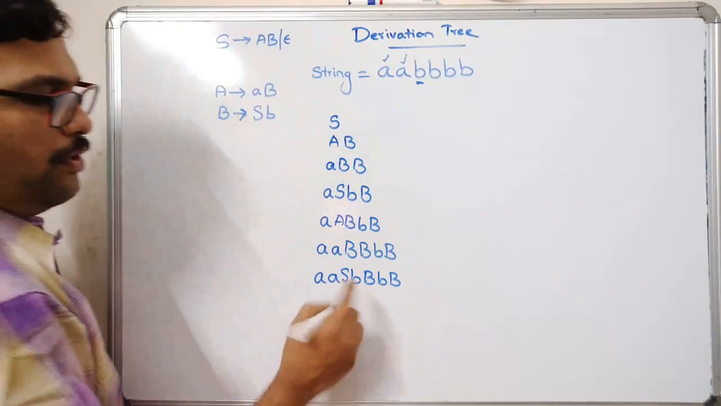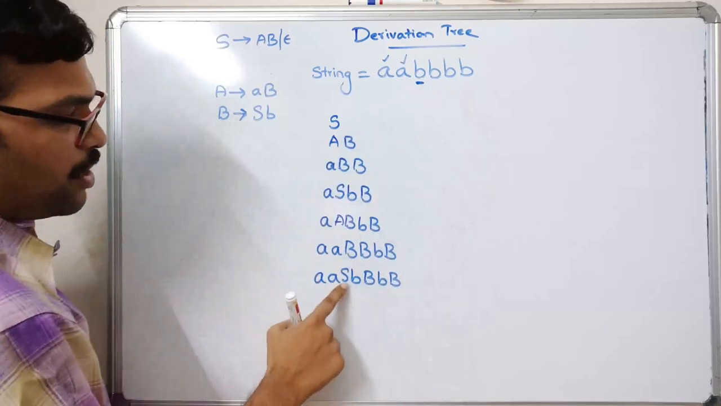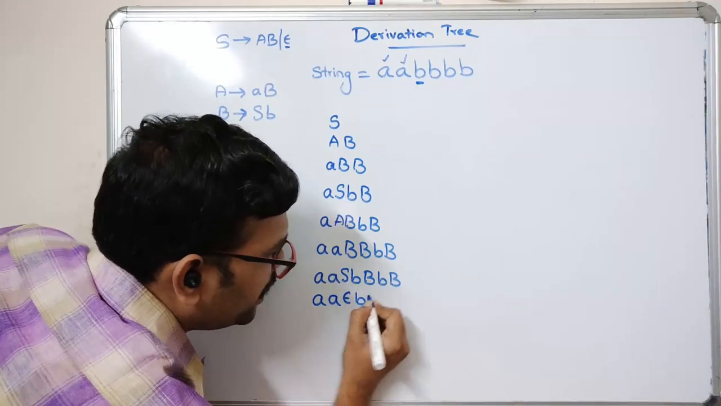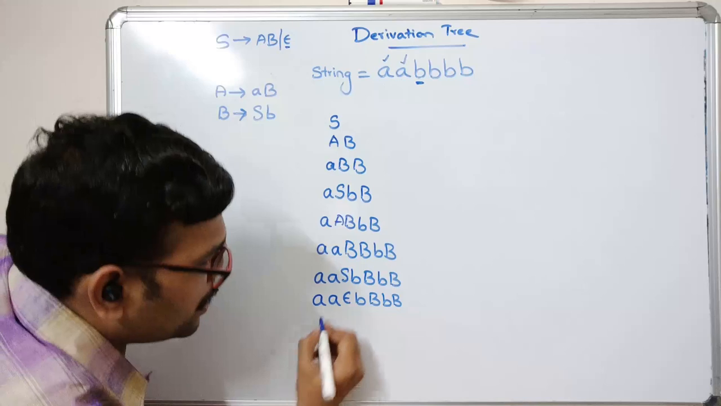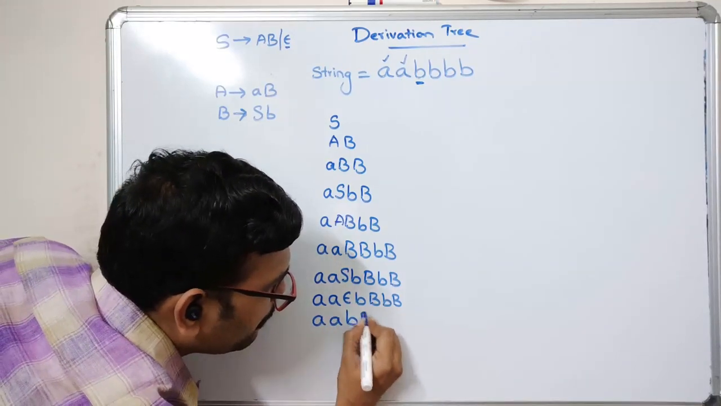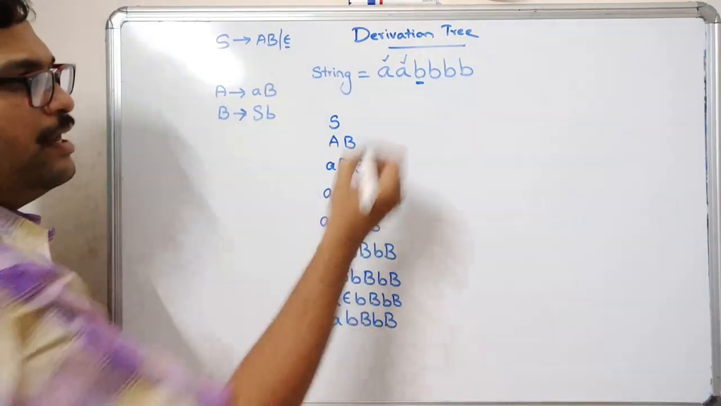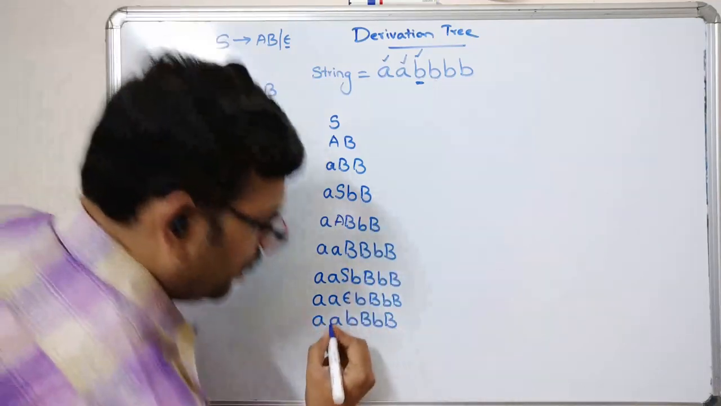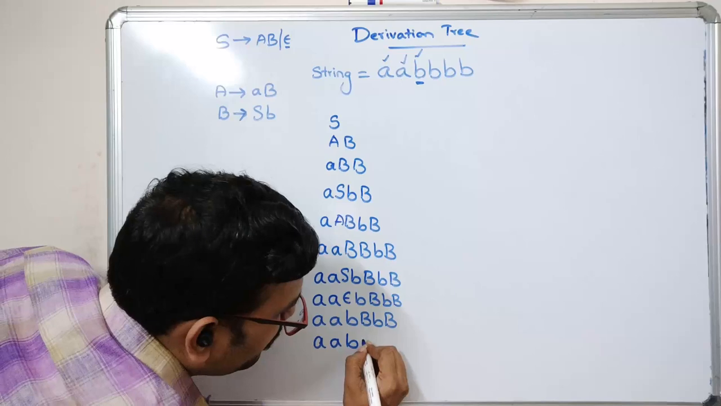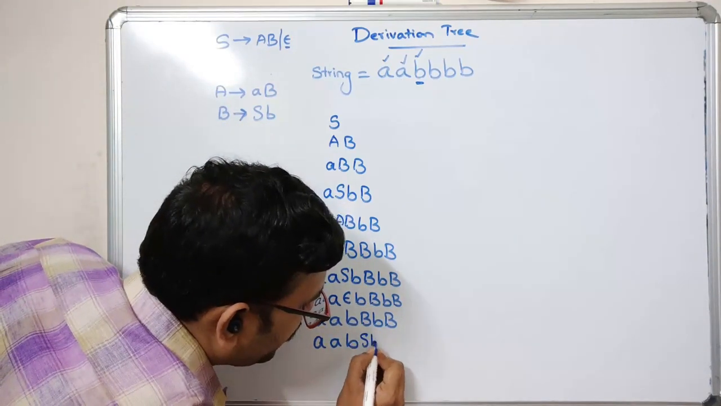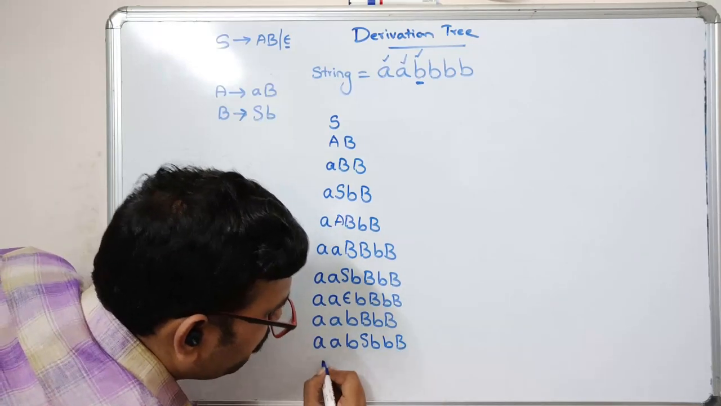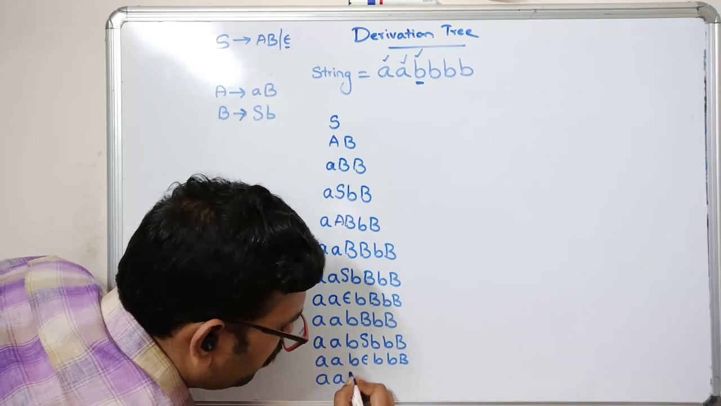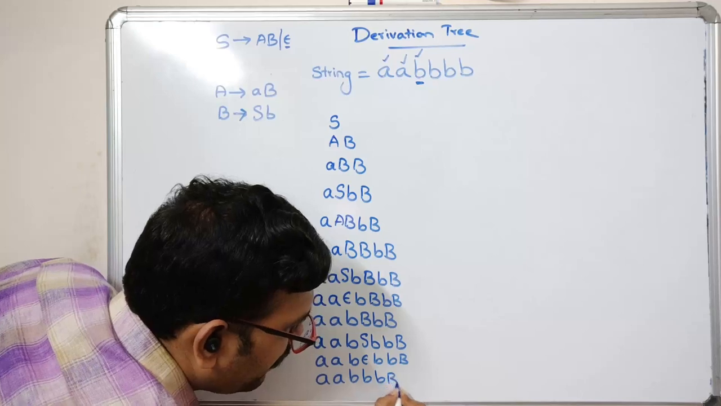Okay, so you can observe here, we have to get a b. So instead of S, we can simply apply epsilon. So this will be A, epsilon, B, B, B, and B. So you can simply avoid the epsilon: A, B, B, b, and B. And again, we need to get a b here. So now again substitute this one: B can be written as SB. Again you can write S, B, B, and B. Again you can apply the epsilon, A, epsilon, B, B, B, and B. So avoid the epsilon: A, B, B, B, and B.